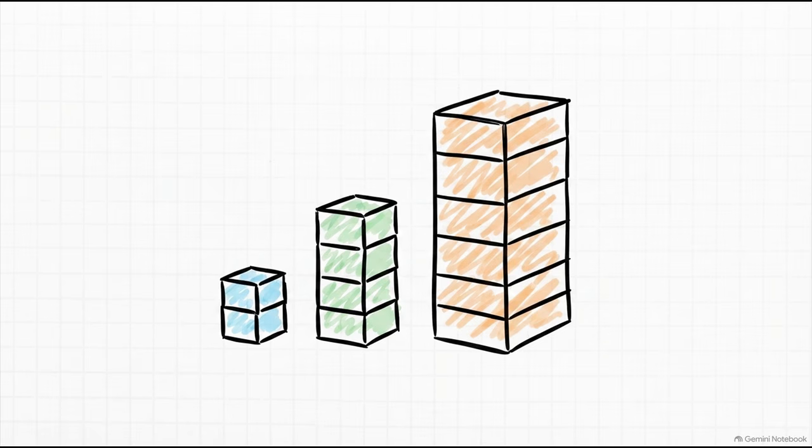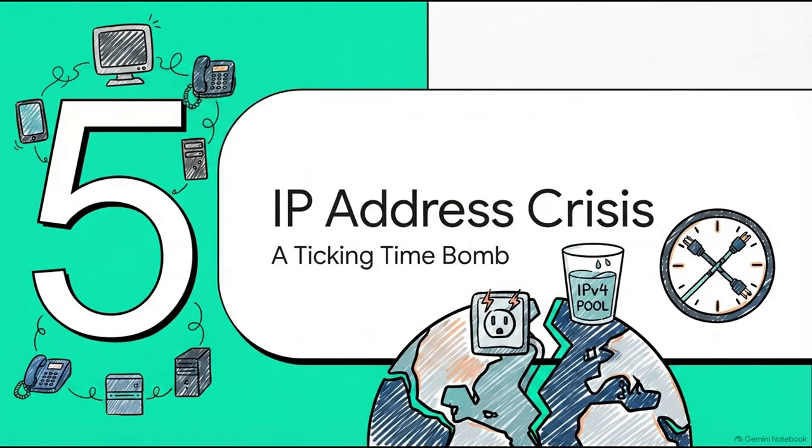If it started with a 1 and a 0, it was a Class B address with a 16-bit prefix. And if it started with 110, it was a Class C address with a 24-bit prefix, leaving just 8 bits for hosts. The address inherently told the router exactly how to read it. Which perfectly sets up Section 5, the IP address crisis.